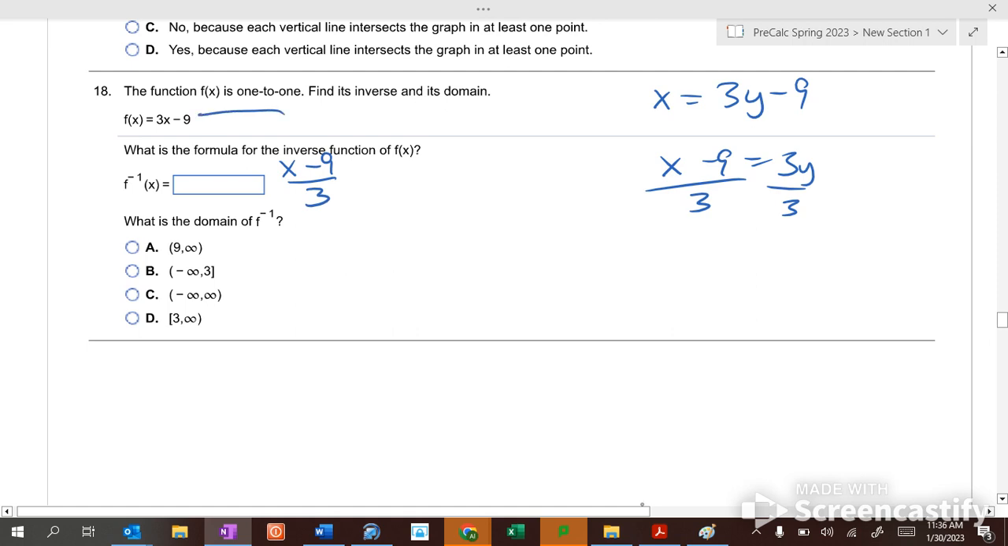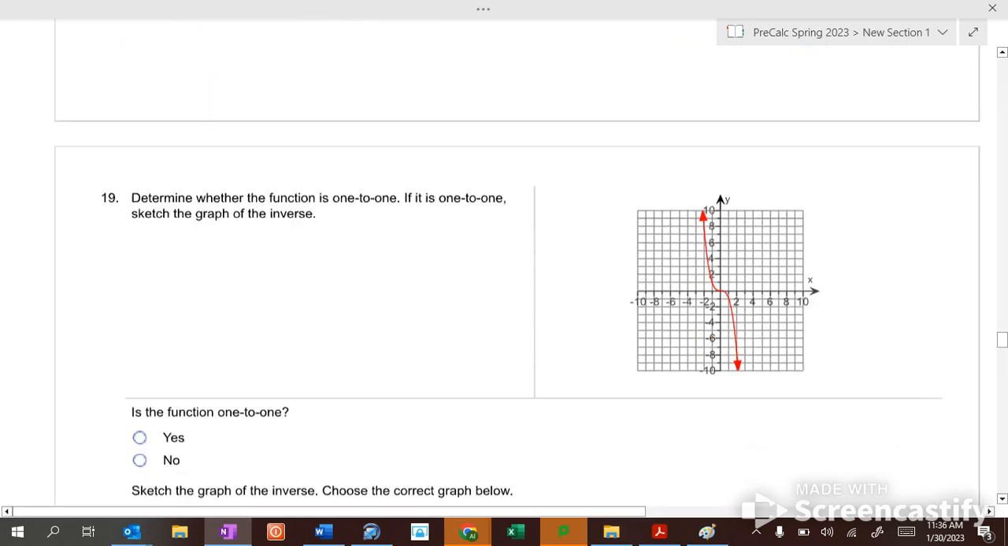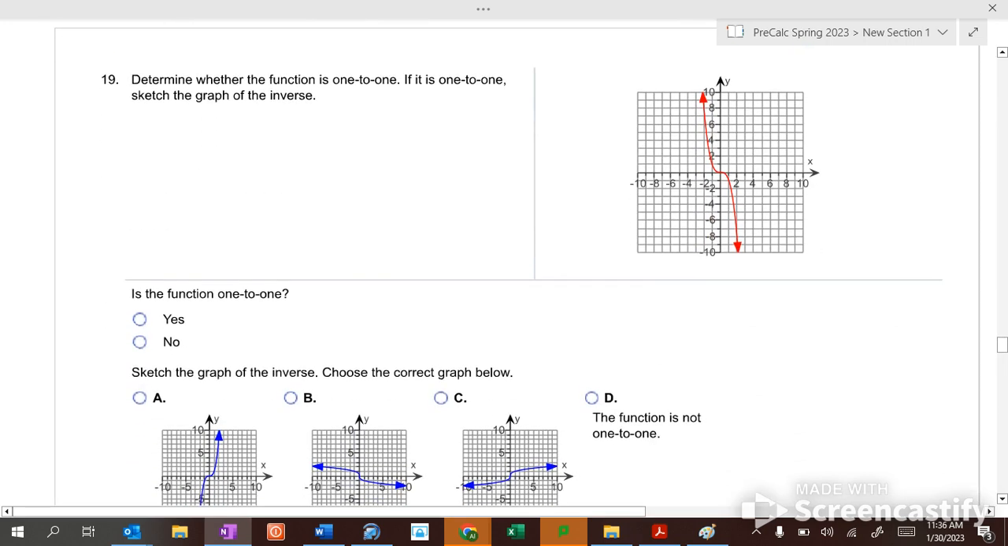Now, does anything restrict this domain? No. Even though it's a fraction, there's no variable in the denominator. Neither domain is restricted, so it goes from negative infinity to infinity. Okay? Is this function a one-to-one function? Yes, it is.